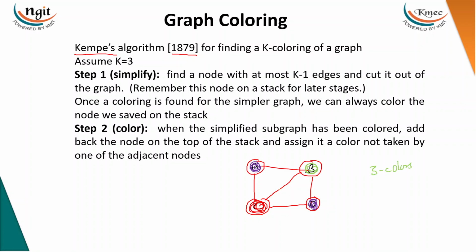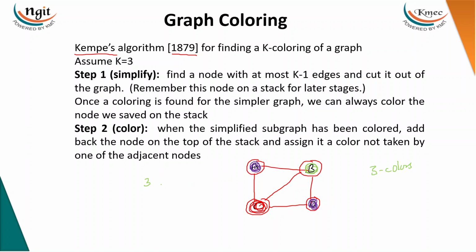As human beings, we can do it like this. But what if it is given to a computer? Then we need an algorithm to do it. What is that? First, assume that 3 colors are enough. Yes, for this graph 3 colors are enough.